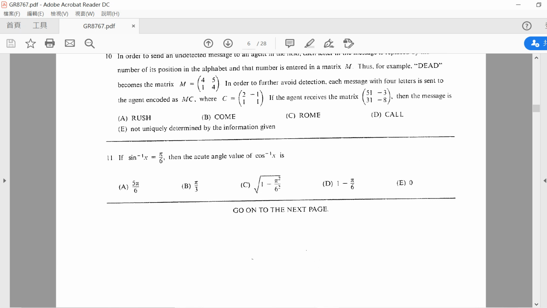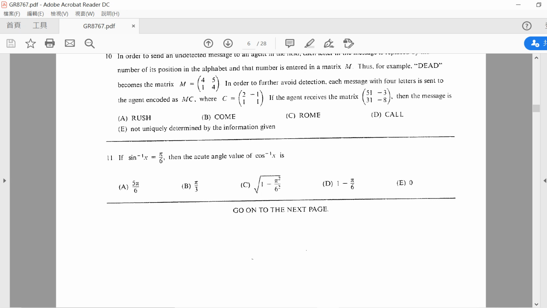Okay, so this question actually we can just see, we don't have to do the calculation. We just see the question and we can get the answer. Sine inverse x is pi over 6. Then the acute angle value of cosine inverse x is what?